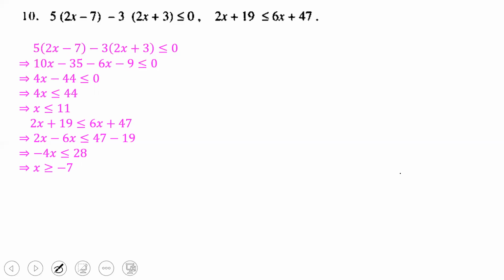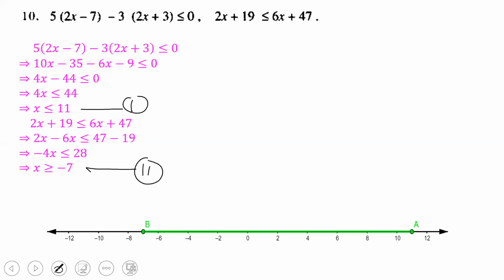Now look here. For the first one, it is less than equal to 11 and for the second one, it is greater than equal to minus 7. Means those x which are bigger than minus 7 and those x which are less than equal to 11. So we will take all the elements. That means here we will consider this closed interval minus 7 to 11. So this is the solution region for the given system of linear inequalities in one variable.